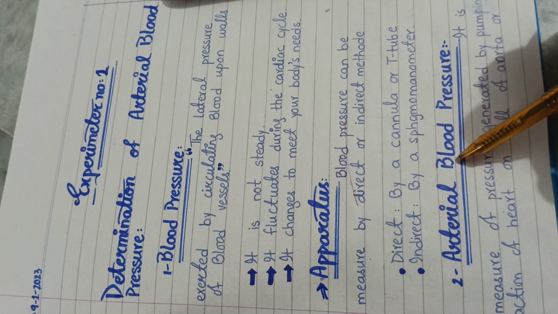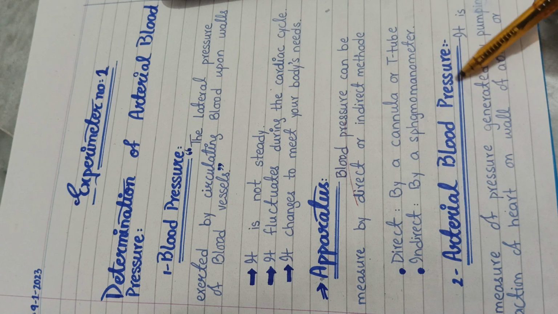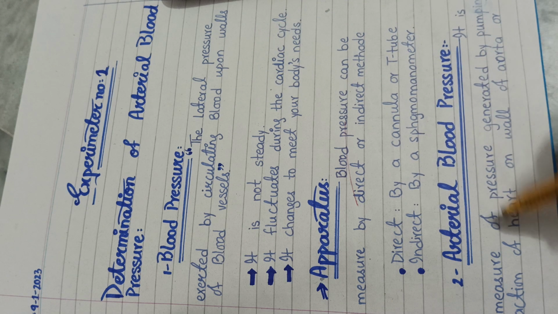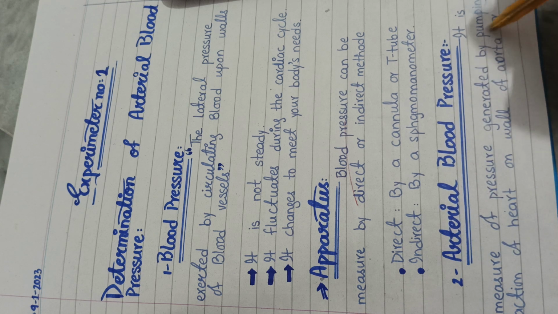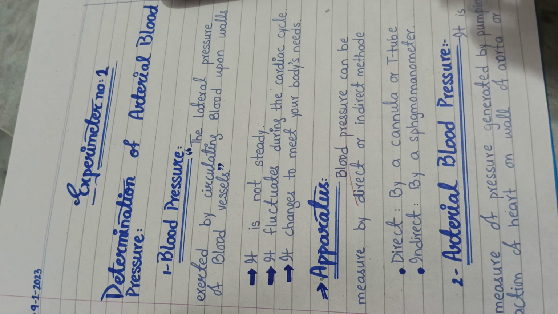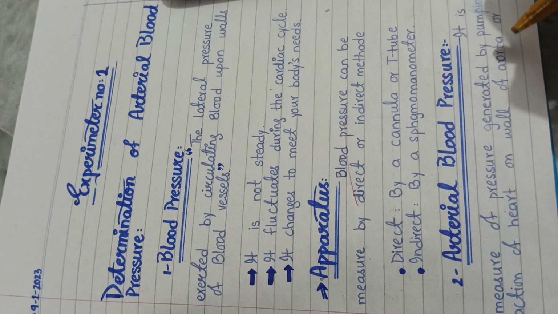Now we discuss the difference between blood pressure and arterial blood pressure. Arterial blood pressure is the pressure exerted by the action of the heart onto your aorta and your arteries. There is also venous blood pressure, which is exerted by blood onto your veins and venules. But arterial pressure is on your aorta and your arteries.